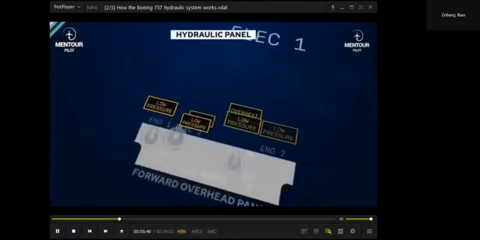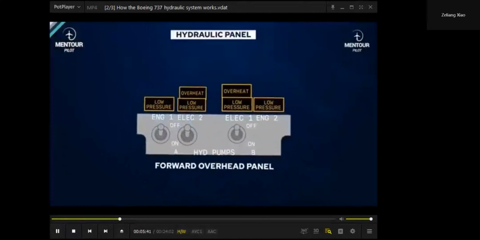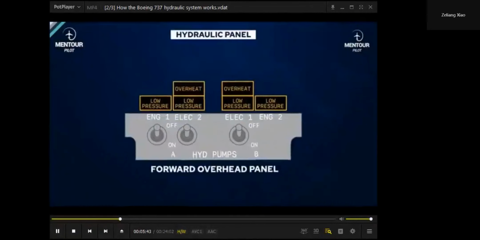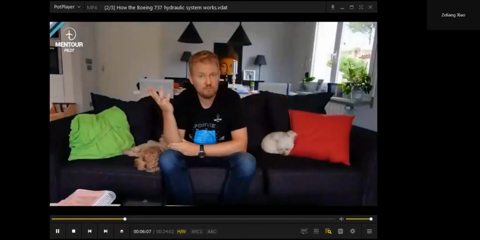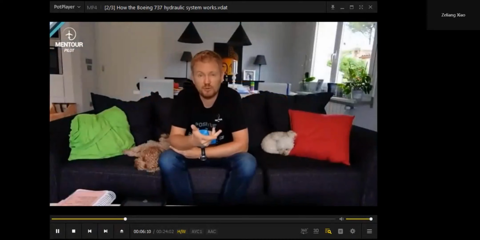The switches are for each hydraulic pump. So the hydraulic A system has an engine-driven pump, which is driven by the number 1 engine, and an electric motor-driven pump, which is situated in the main wheel well bay. The system B has the same, so the number 2 engine-driven pump and an electric motor-driven pump in the wheel well bay.